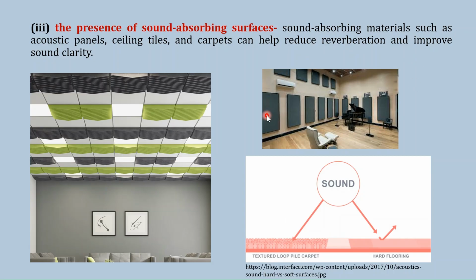So these are the acoustic panels. Here we have the ceiling tiles, and here we can see this is the textured loop pile carpet, and here we have the hard flooring. So the sound waves which are incident on the hard floor are getting reflected, while the ones incident on this carpet are getting absorbed.